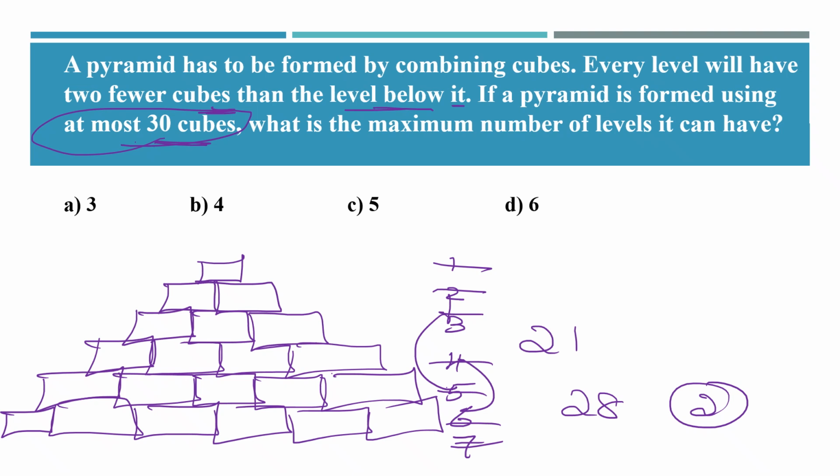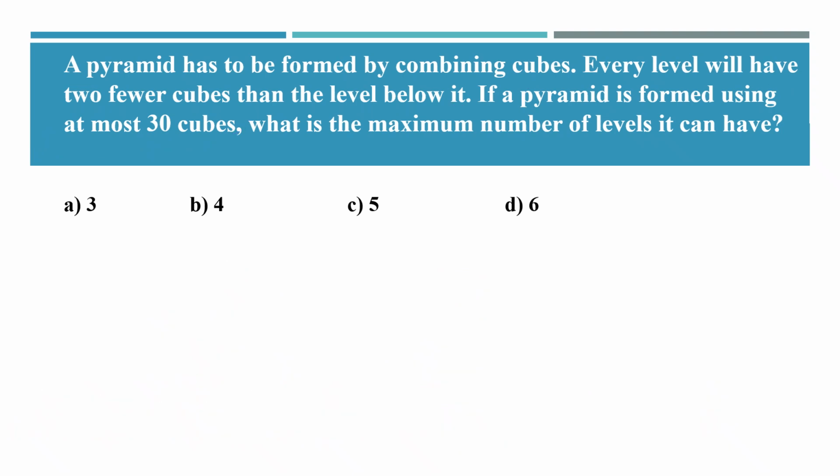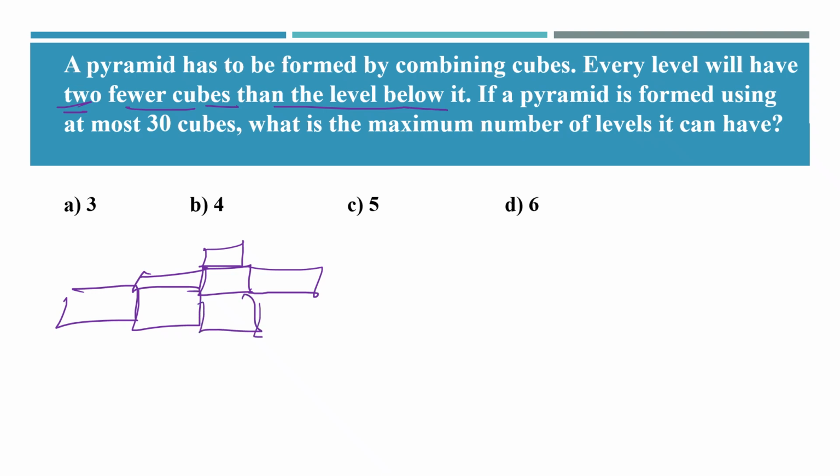A pyramid has to be formed combining cubes. Every level will have, okay, they have mentioned, two fewer cubes than the level below it. Great. So if it is one cube, then I will have three cubes in the next level because of two fewer cubes. Then five. So the first is one, the next is three, the next is five. Obviously that's going to be odd numbers.